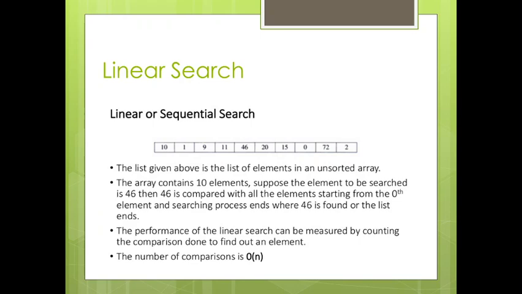So for example, as you know, it is also called a linear or sequential search. So we can perform the search operation by using an array. So here the array is defined, the list of array elements is given. The list given above is the list of elements in an unsorted array. So linear search can be applied on sorted array or unsorted array both. The array contains 10 elements.